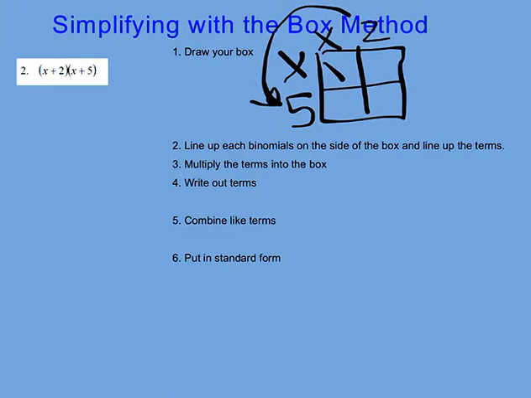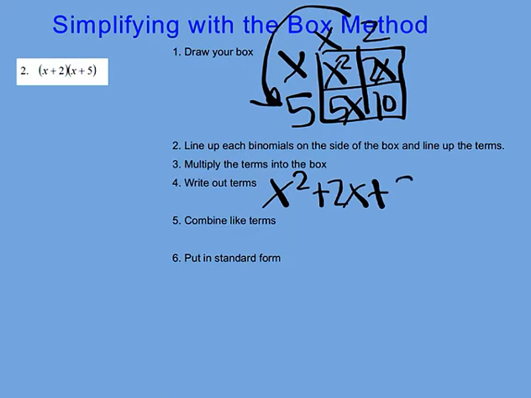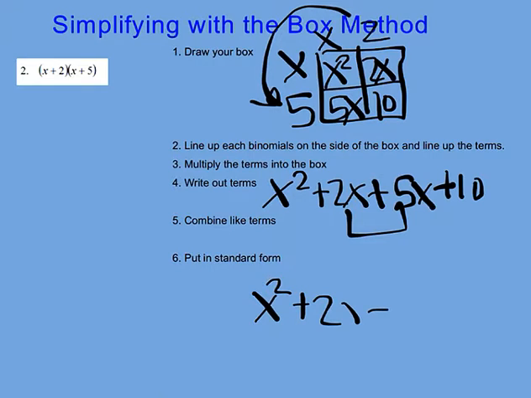So x to the first times x to the first is x squared. 2 times x is 2x. 5 times x is 5x, and 5 times 2 is 10. Those are all of our terms. Now we take those terms out of the box and write them all out. And now we can combine like terms. I get x squared plus 2x plus 5x, which combine to give me 7x, plus 10.